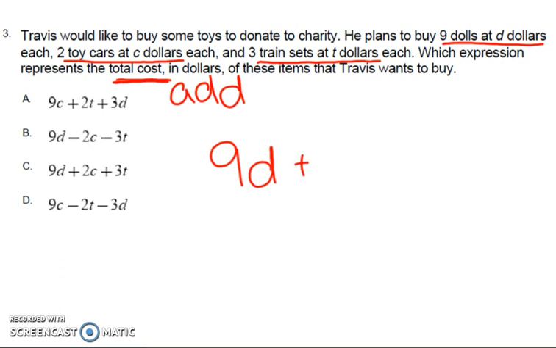Plus, I'm buying toy cars. Well, I'm buying 2 toy cars at a cost of C, so I'm going to multiply C times 2. And I'm buying 3 train sets at T dollars. So I'm going to make sure I add them all together.